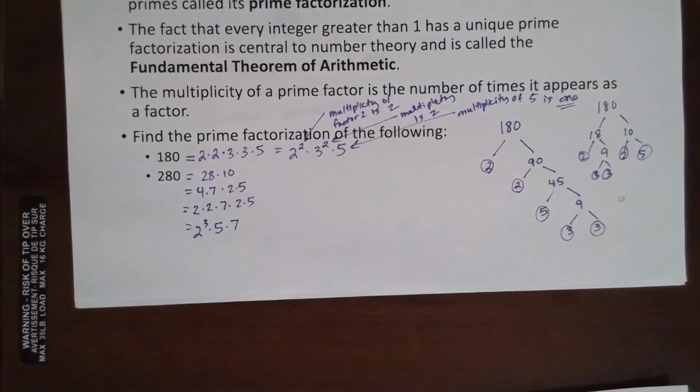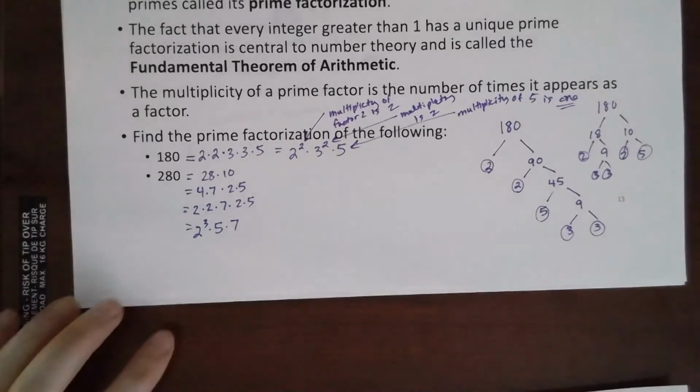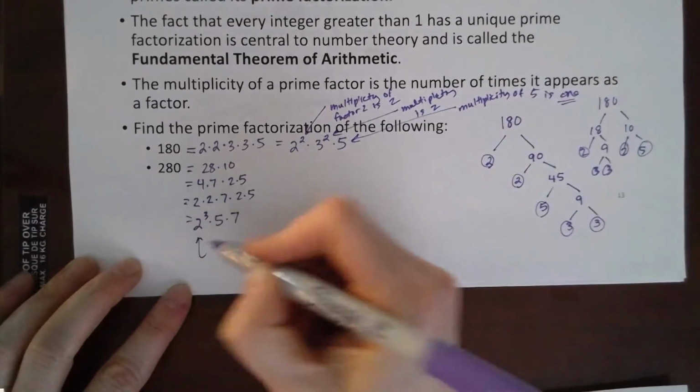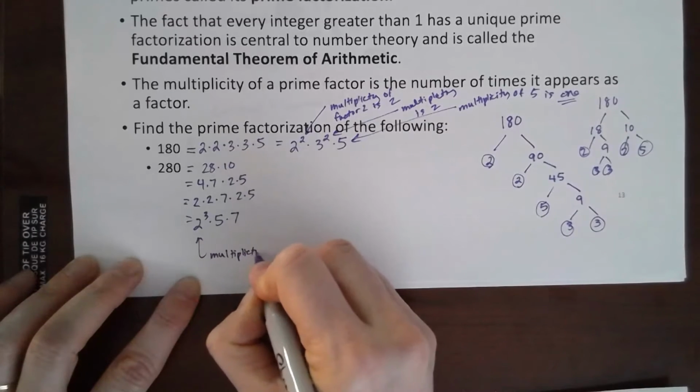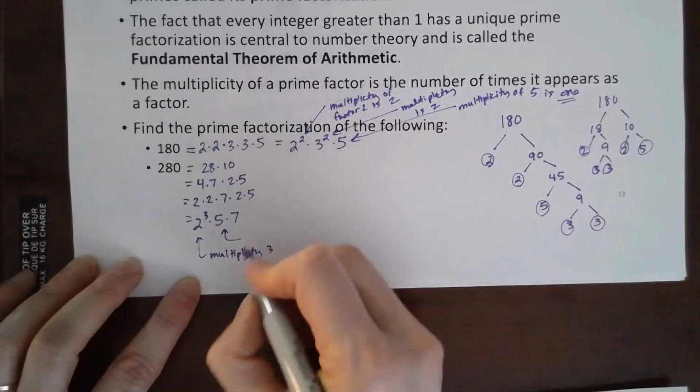Those are the two ways that people are taught. I don't know which one you were taught. So what's the multiplicity of 2? And then the multiplicity of 5?